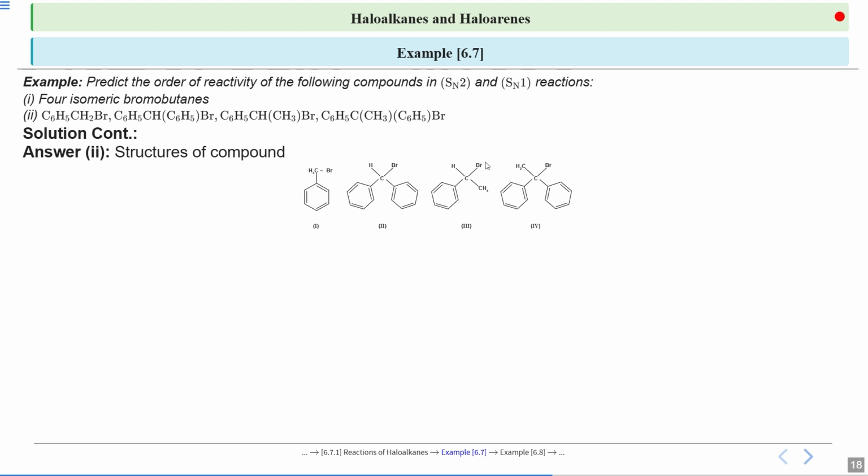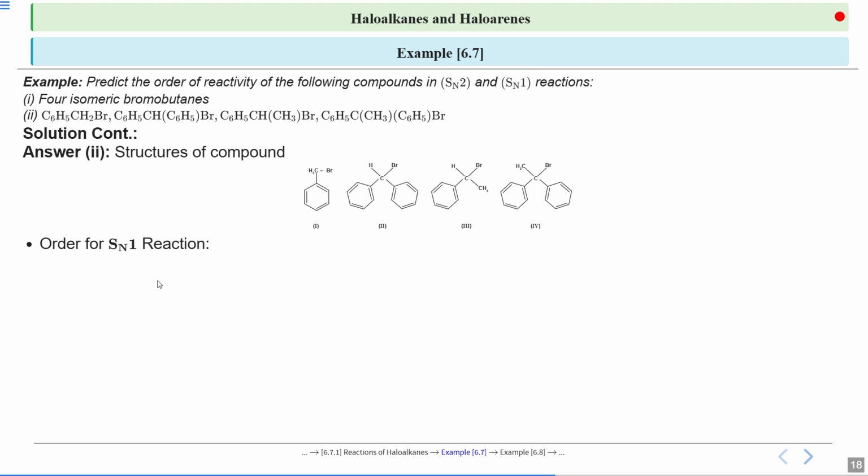The third structure is like this, where one benzene ring is present, over which there is a carbon with bromine and hydrogen, and that carbon is attached to a methyl group. In the fourth structure, we have two benzene rings attached to a single carbon, and that carbon is attached to CH3 and bromine. So these are the four different structures of the compounds with the molecular formulas already mentioned in the second part of the question.